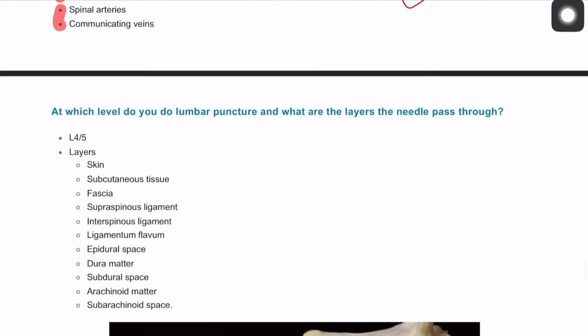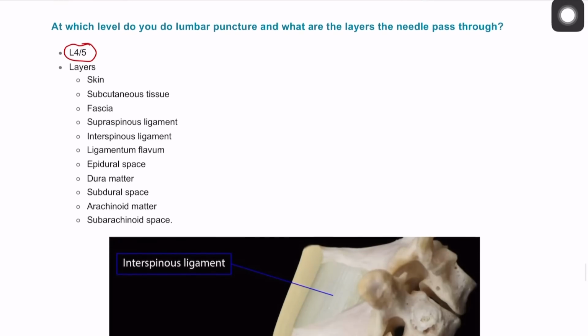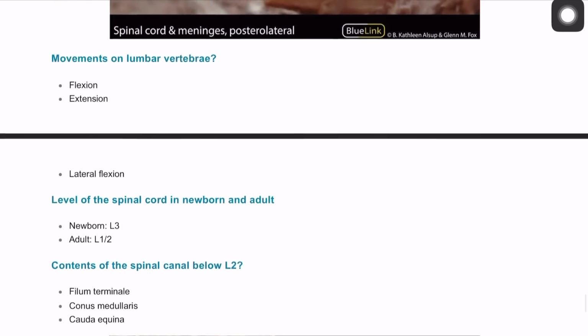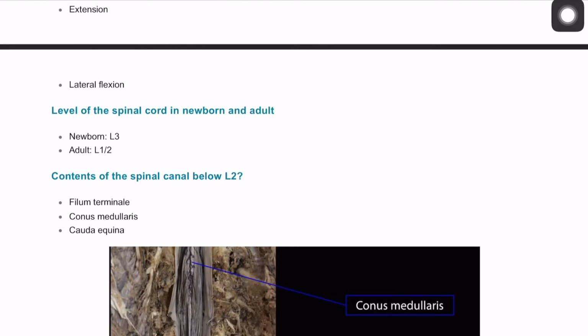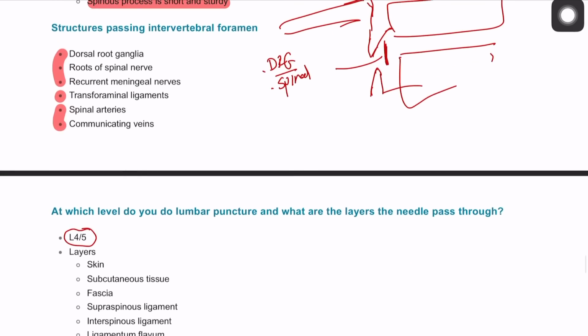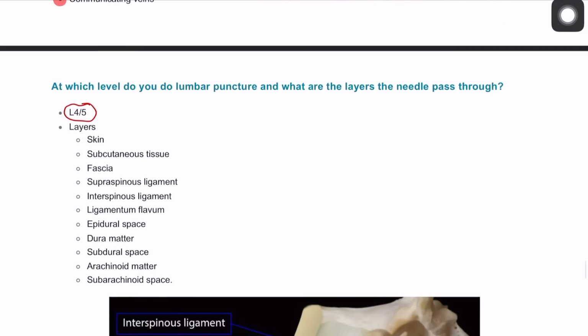Okay, at which level will you do a lumbar puncture? Ideally, you should do the lumbar puncture at L4-5. The reason is that the spinal cord usually ends in a newborn at L3, but in an adult at L1-2. So you're trying as much as you can to avoid L1-2 or any higher level. L4-5 is the highest point that you can do, the lowest point for the lumbar puncture. And basically you can find it at the level of the ASIS, the anterior superior iliac spine.